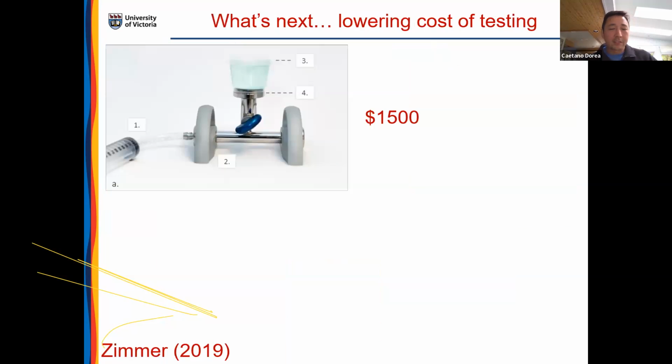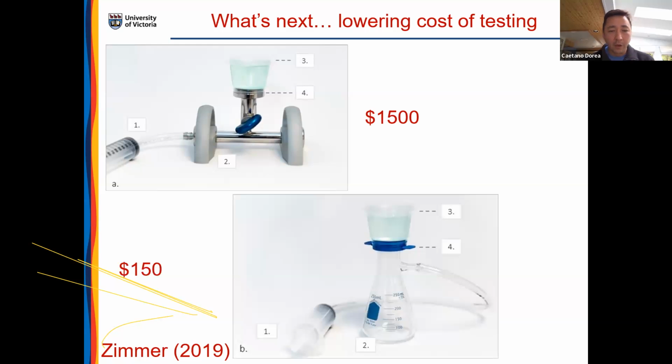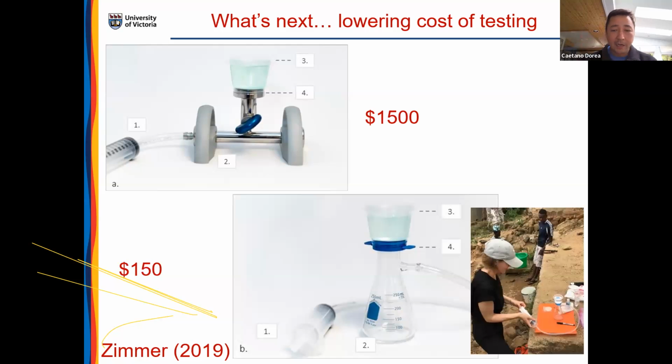Part of the barrier in doing this is the cost of the equipment. So here are costs in Canadian dollars. So that's the equipment we use for these. It costs about $1,500 all in for the manifold, which is the most expensive part of this. There is a lower cost version, and that's using a glass beaker, and that costs about $150 US, and we've used this with relative success in some of our research.